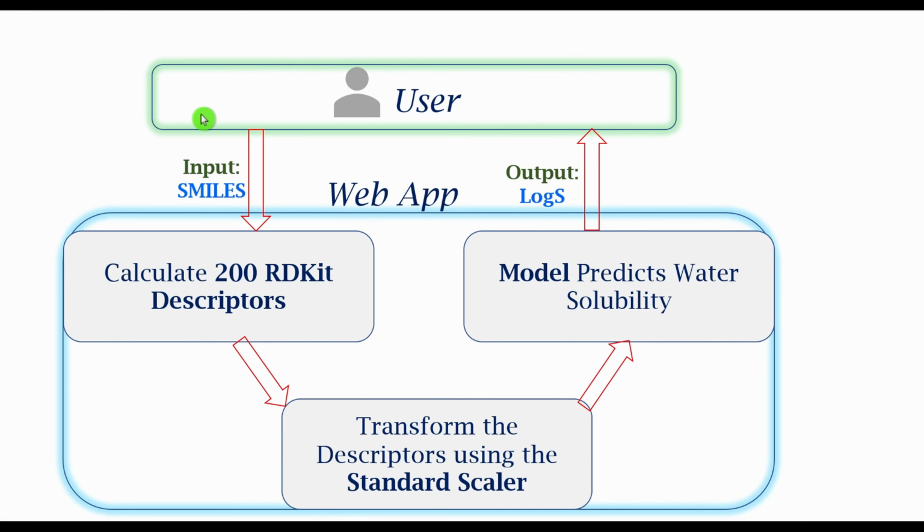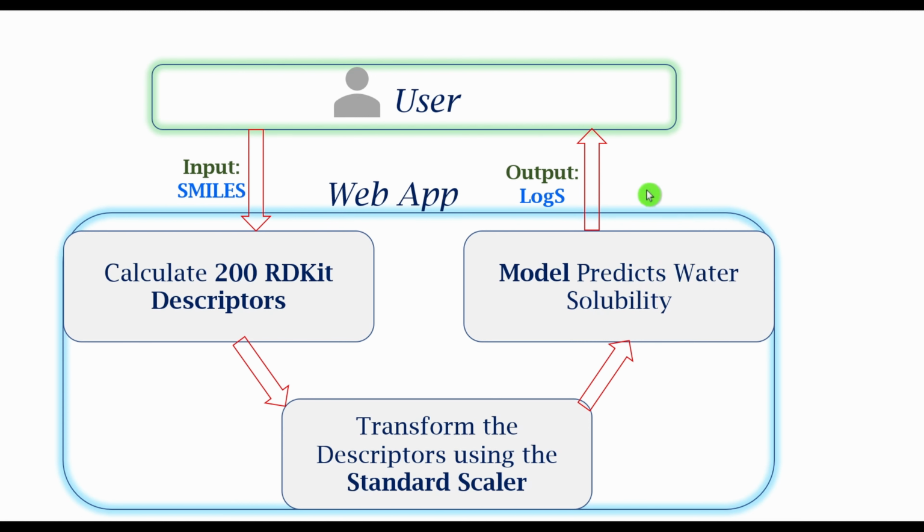The user can provide SMILES strings of the molecules. The web app, on the other hand, will accept these SMILES strings from the user and then calculate the 200 RDKit molecular descriptors that we used for the training set, if you remember. And then these descriptors will be scaled using the standard scalar, and the model will use these scaled features to predict the water solubility of the compounds. And finally, the user will get solubility values.